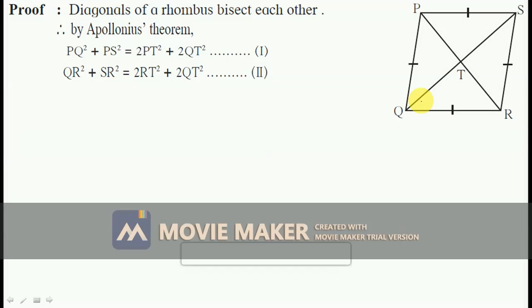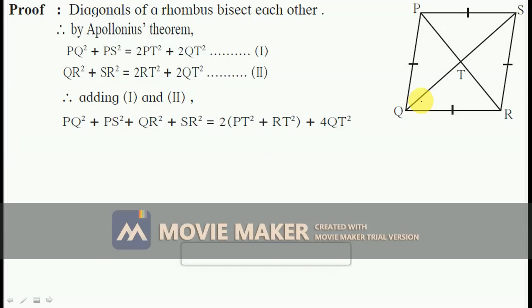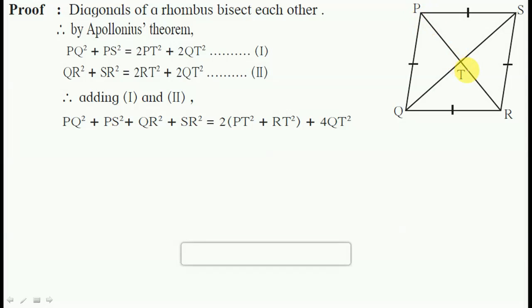So now adding the first and second equations, we get PQ square plus PS square plus QR square plus SR square equal to 2PT square plus 2RT square plus 4QT square. We write both in a common bracket, PT square plus RT square, and therefore 4QT square.